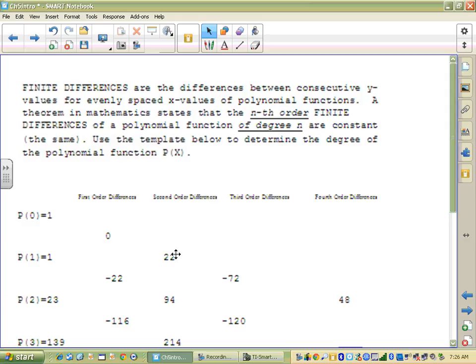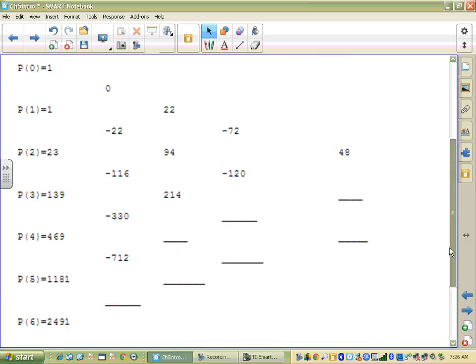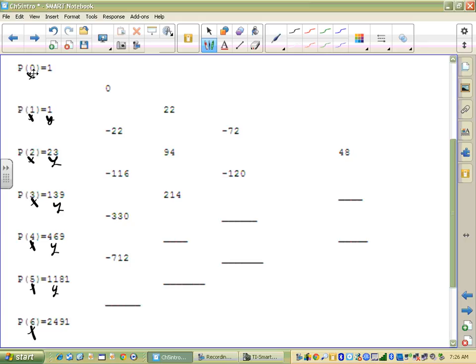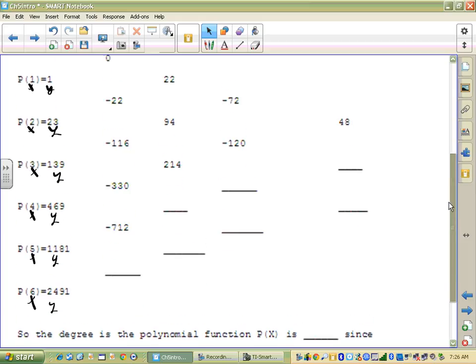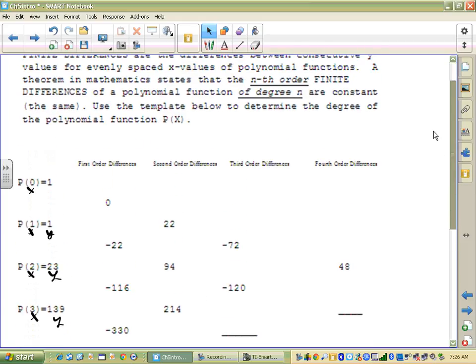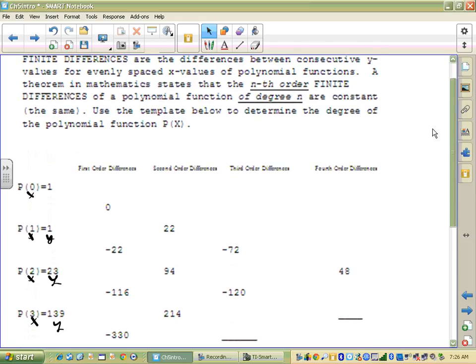So notice evenly spaced x values. The x values that we're looking at are 0 and 1 and 2 and 3 and 4 and 5 and 6 and so on, okay? And then the y values are 1 and 23 and 139 and 469 and 1181 and 2491. And I don't know if it goes any further than that. No, that's it.